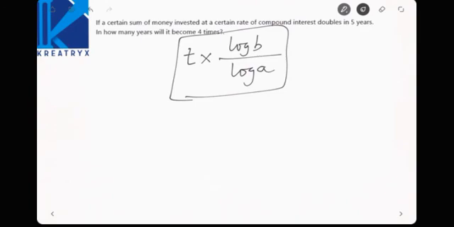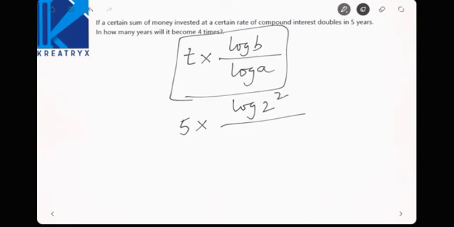Doubles in 5 years, it seems. The initial time is given as 5. Okay, and observe the things there. In how many years will it become 4 times, it means. So log B must be how much? 4 is nothing but 2 square.